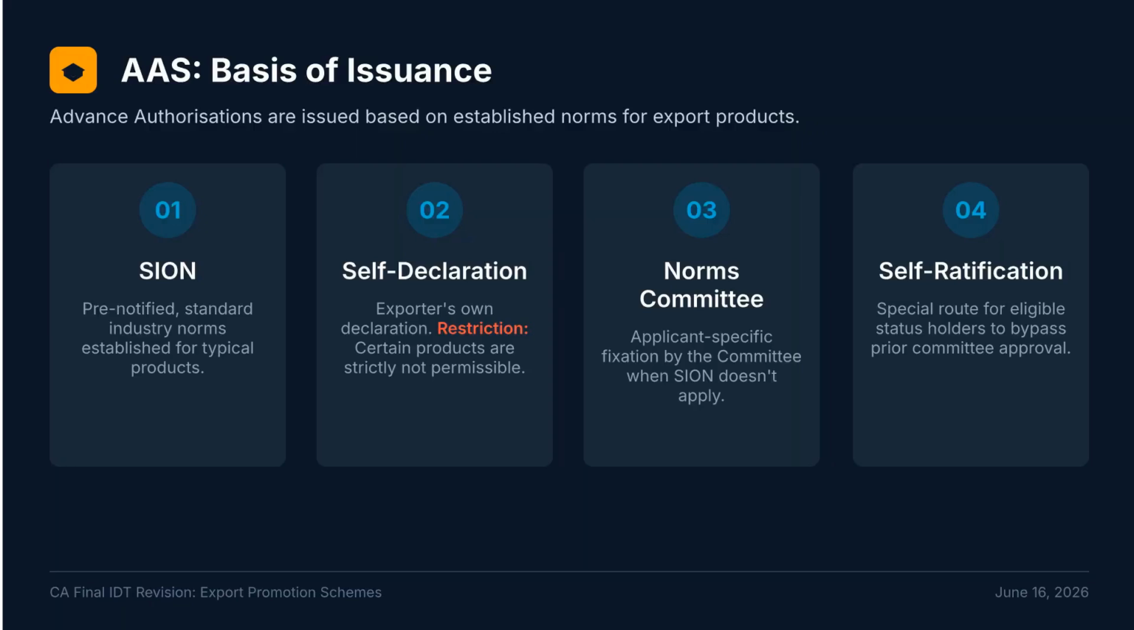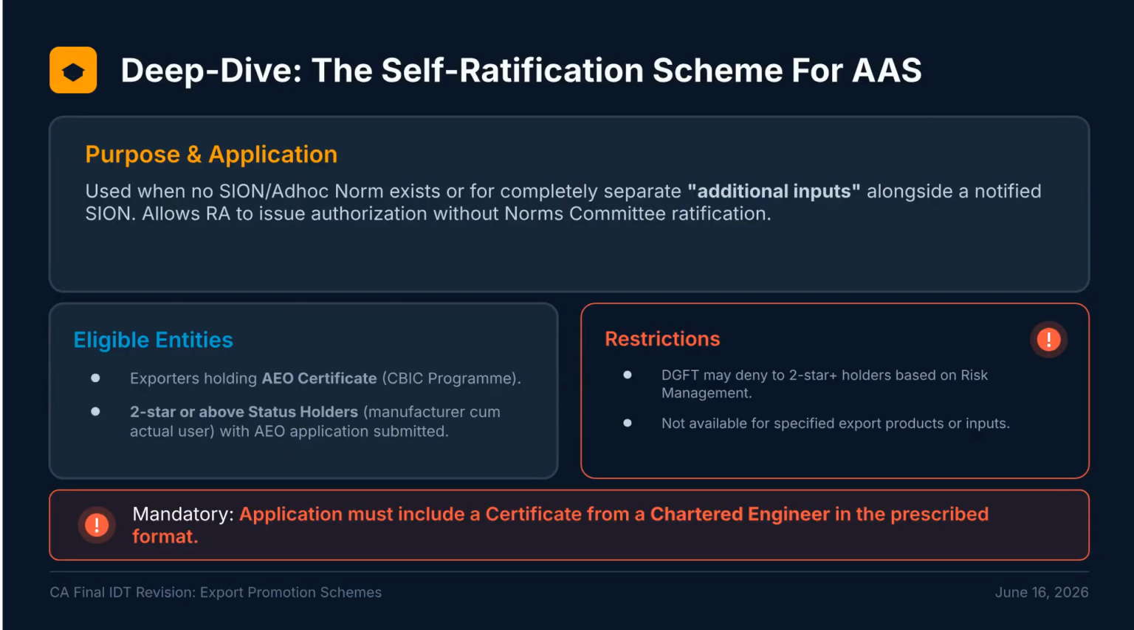Think of these four methods as a hierarchy of authorization routes, ranging from standard predefined norms to customized approvals. Understanding this framework is essential because many advanced provisions of AAS revolve around these issuance mechanisms. Imagine an exporter manufacturing a product for which no standard input-output norm exists. Normally, approval from the Norms Committee would be required, causing delays. To solve this problem, the self-ratification scheme was introduced.